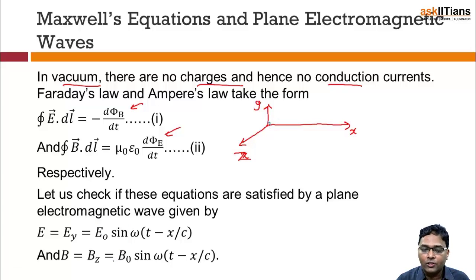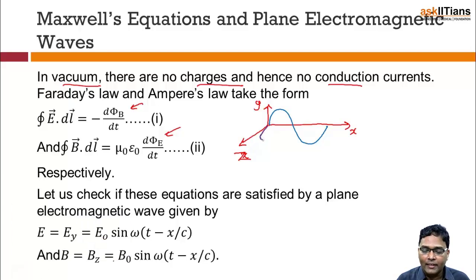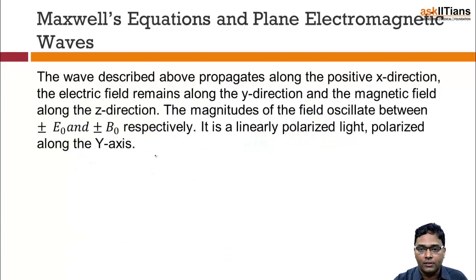For the electric field, the electric field waves vary like this. For the magnetic field, the magnetic field waves vary like this. As you see, the oscillations take place along perpendicular directions, like here and here. The electric field is oscillating along the y-axis, the magnetic field is oscillating along the z-axis, but both of them are propagating along the x-axis. That is the most important thing to understand. Both these equations come from the two equations which are a result of Maxwell's relations themselves.